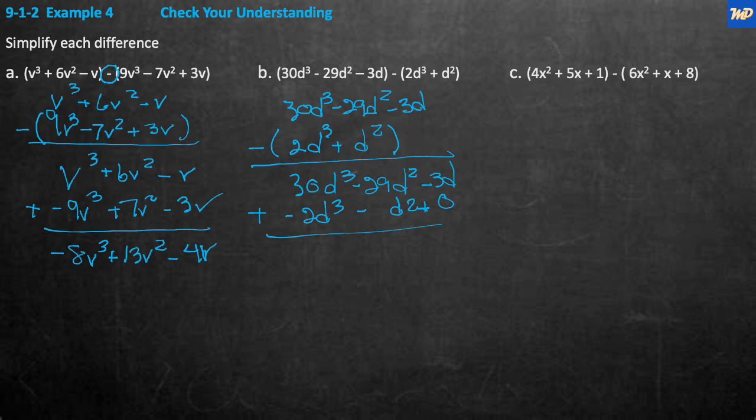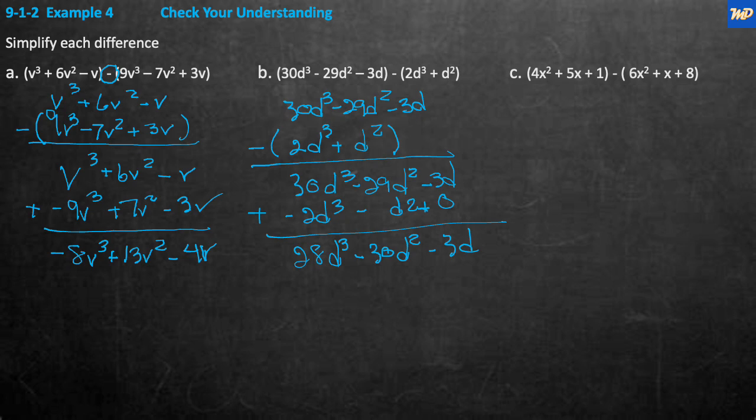And we'll put a line here. And now we'll say 30 minus 2 is 28d cubed. And minus 29 minus 1 is minus 30d squared. And we have a minus 3d and nothing to countermand it. Minus 3d. There's our answer on that one: 28d cubed minus 30d squared minus 3d.